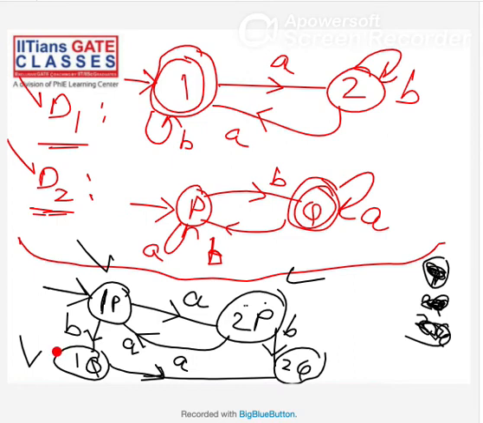Now from 1q, where will you go on symbol B? From this state 1q, where will you go on symbol B? You can see this 1 will go to 1, and this q will go to P. So you will go to 1P. Basically you will go to 1P on symbol B. Now this state is also covered.